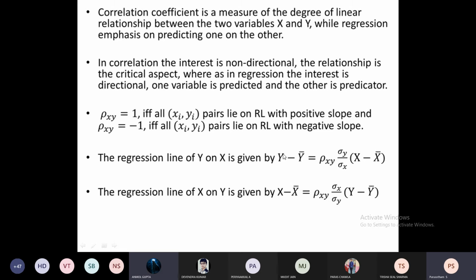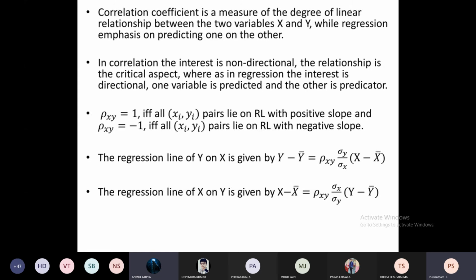Now let us look at these two equations. What is the intersection point of these two equations, the regression line of y on x and x on y? Can you guess the intersection point? Both the lines are passing through which point? So both of them are passing through the origin. Any other answers?